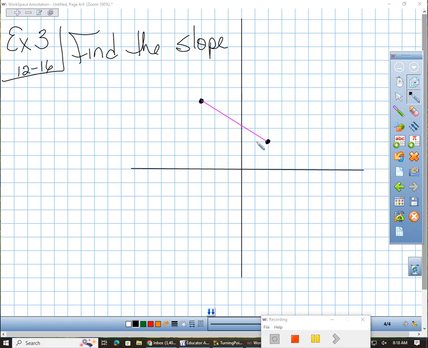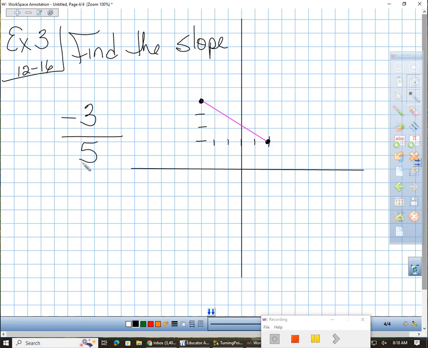So you start at the leftmost point, which is this one. Now, if we're counting down, what do you think that's going to say about our number? It's going to be a negative, right? So we're going to go 1, 2, 3. So going down is -3. Over. And now we always go to the right. 1, 2, 3, 4, 5. Are we okay? This is easy. We're good?